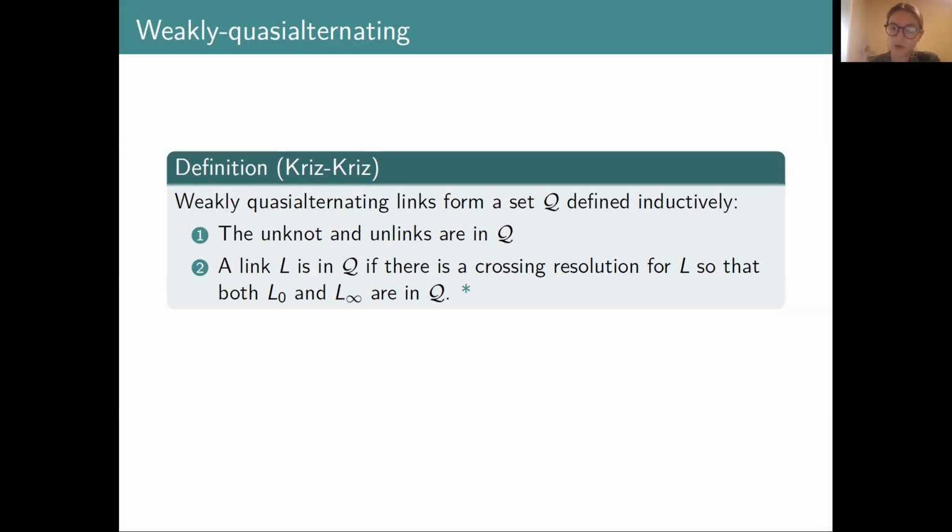Okay, and so once I know those are in my set, how can I get more? Well, a link is in this set if there's some crossing in some diagram where, when I resolve it, both of the simpler diagrams were already in my set. So L0 and L infinity were already in Q. Okay, and then there's some technical condition about the determinants of the link, but it's not going to come up in this talk. And it's not obvious from this definition, but alternating knots satisfy this property. So this is definitely a generalization of alternating.